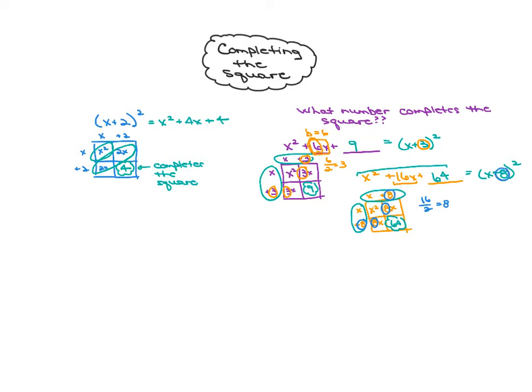All right, another pattern I notice is if I take this 3 and square it, I get the 9, the number that completes the square. If I take this 8 and square it, I get 64, the number that completes the square.